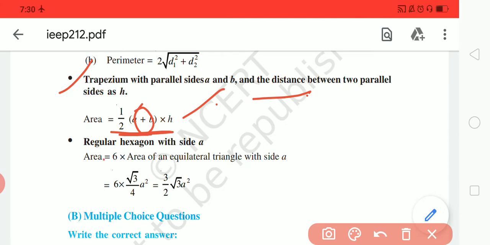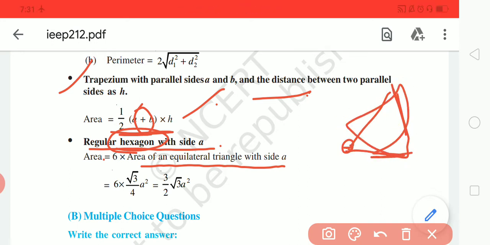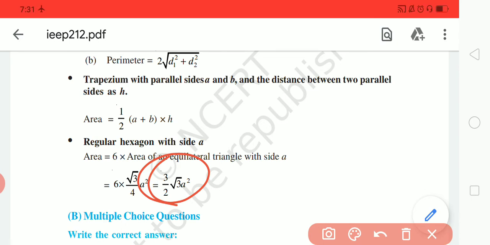Now come to the next one, the regular hexagon. A regular hexagon is 6 times the area of an equilateral triangle, because when a regular hexagon is joined to its center point, it makes 6 triangles of equal size, right? So it is 6 times the area of an equilateral triangle. You know that the area of an equilateral triangle is root 3 by 4 a square. So you can cut and get the answer, right? So this is the direct formula you can learn.